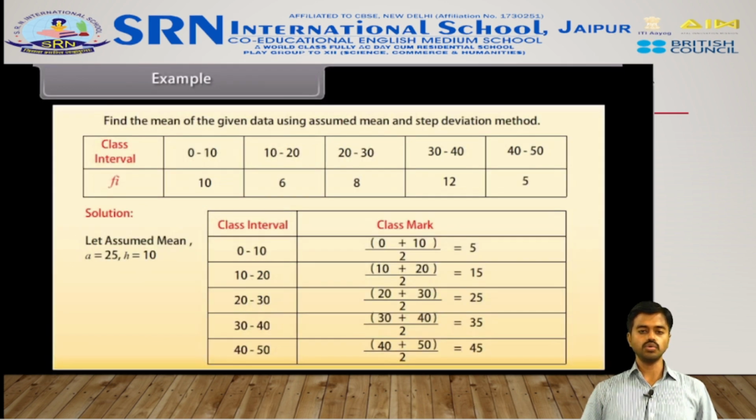Now we will solve one question with the help of an example in which class interval and frequency are given. Class intervals range from 0 to 10 till 40 to 50, and the frequencies are given as 10, 6, 8, 12 and 5. So we will complete the table with the help of class interval and class marks. Now we have assumed a as 25 and h as 10. Class size is 10, that is, for 0 to 10, upper limit minus lower limit gives the class size, and the assumed mean can be taken from the central value, that is 20 to 30. The average of 20 to 30 is 25, so we have assumed it.